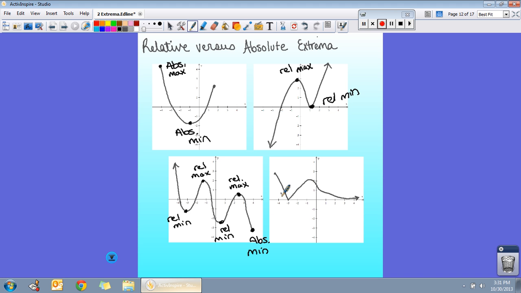On our fourth and final graph, we have a relative minimum at that cusp, we have a relative maximum at that hump, and we have an absolute maximum at the end point. Oh, just kidding. This is supposed to be an absolute minimum. This function has a horizontal asymptote, so it's going to get closer and closer to 0. So this point that actually touches 0 is the absolute minimum.